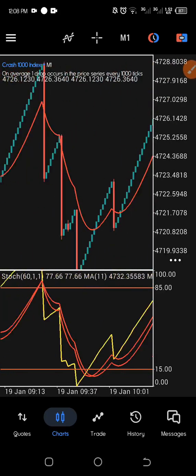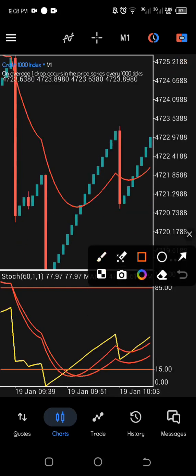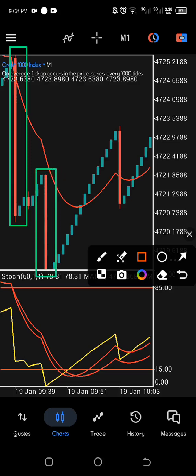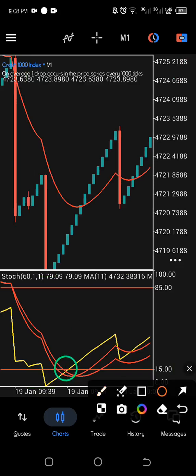Now this is another trick here on crash 1000. Now the same thing applicable. This is what we need to see. Firstly, we want to see a spike in the market. We're talking about this first spike right here crossing below the moving average, and we have this second spike right here. So after this 2 spike, you could see that the stochastic oscillator line moved below the 15 levels, and after it moved below the 15 levels, it now crossed above the moving average.